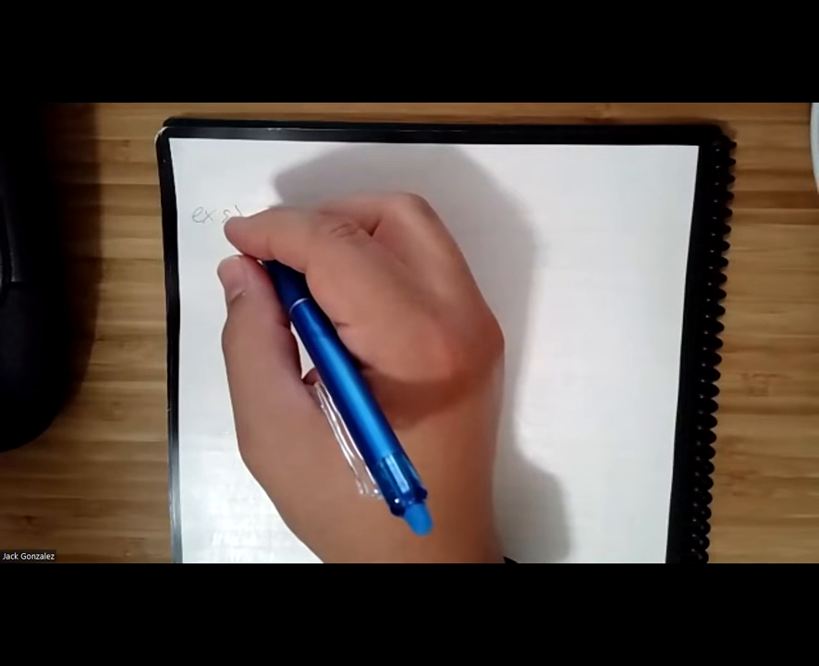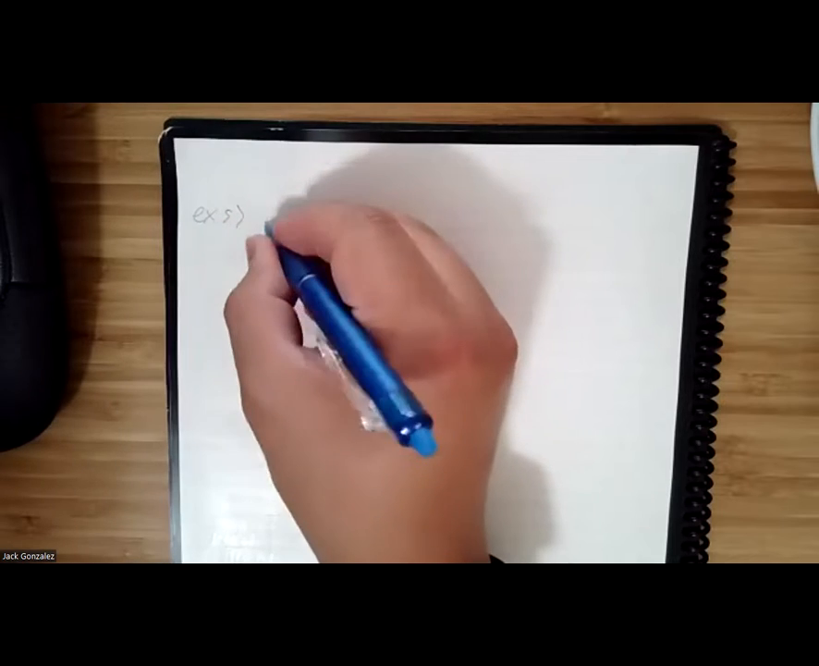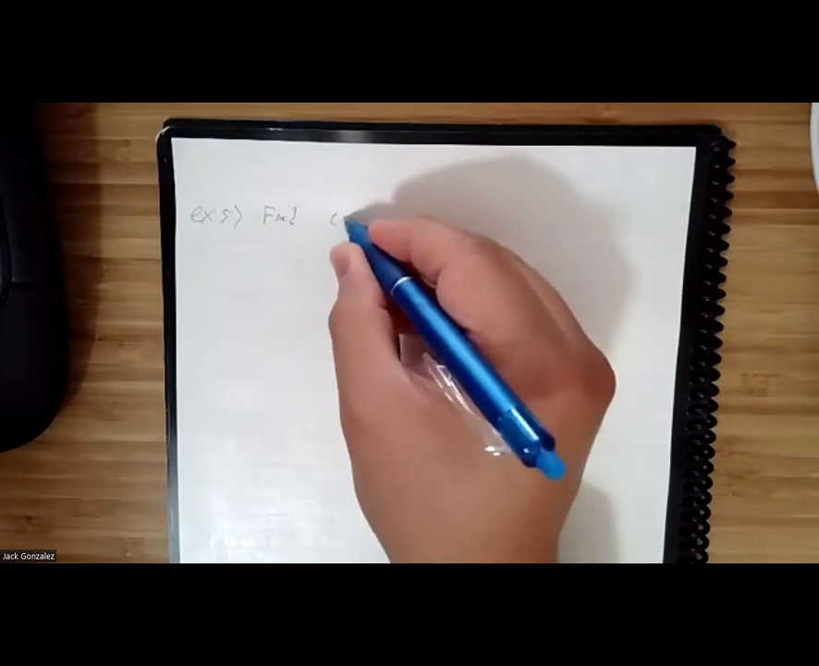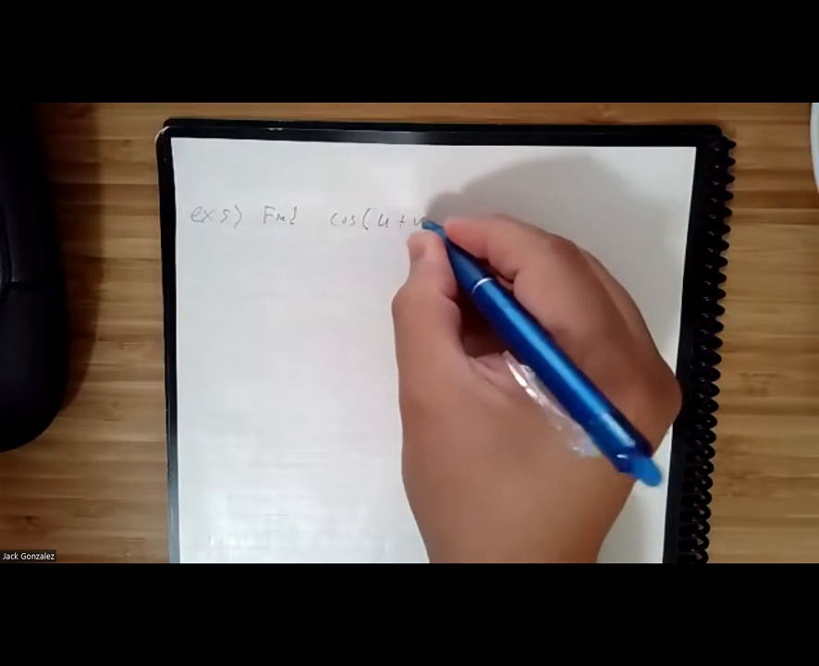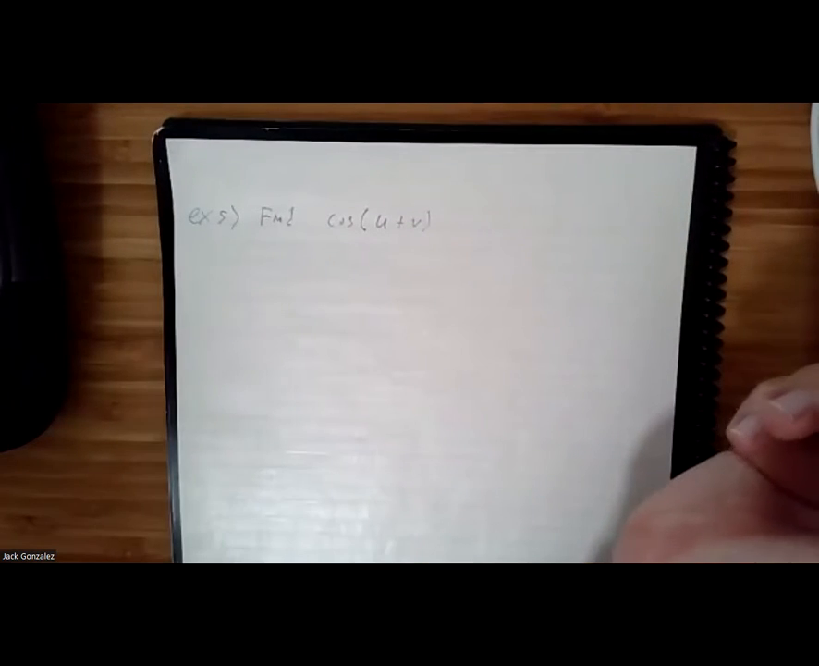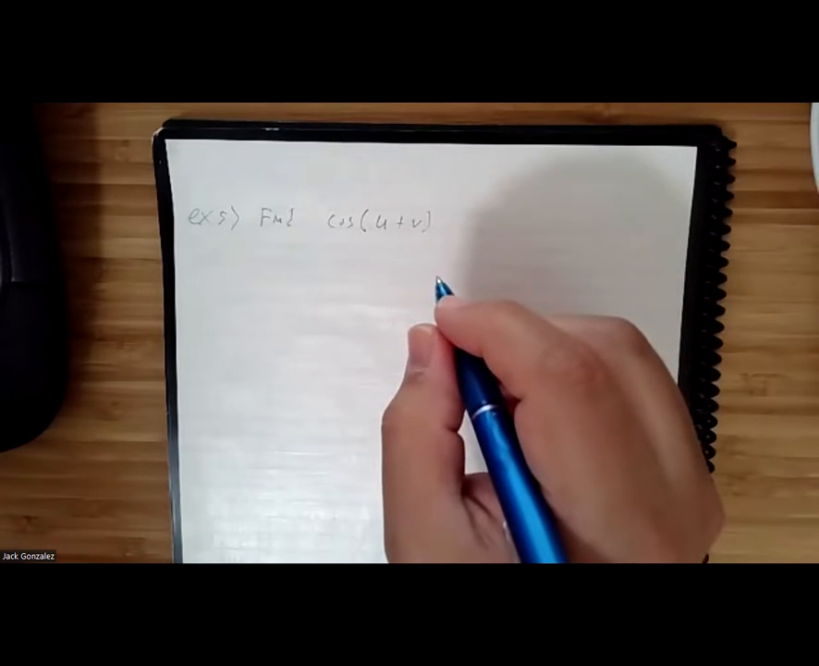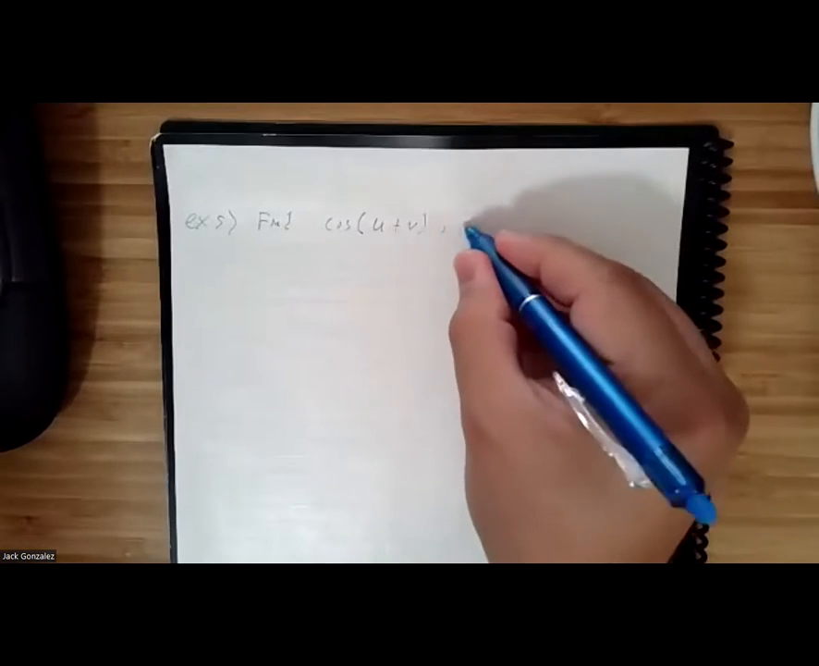Example 5. So they'll find, basically they're telling us, I'm going to rewrite the question to make it more clear. I try to make it as simple as possible. Find cosine of u plus v, right? So that's what they want us to do. And then they tell us, given, right? They gave us this information.